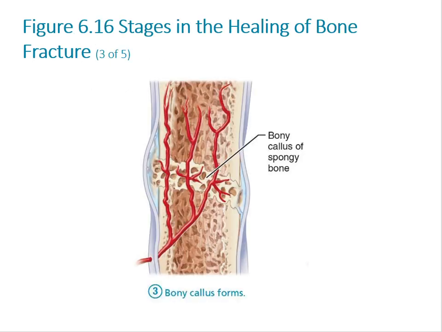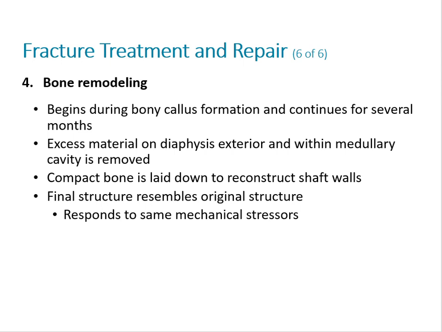So here in this image, we can see the bony callus formation. We can see the new blood vessels that have healed, and we've moved from a soft callus to a bony callus. And then last but not least, we have bone remodeling, which begins during bony callus formation and continues for several months. Any excess material on the inside or outside of bone would be removed, and compact bone would be laid down on the outside to reconstruct the diaphysis walls if needed. This would continue until the final structure resembles the original structure, and it would continue to respond to the same mechanical stressors and hormones of all bones.